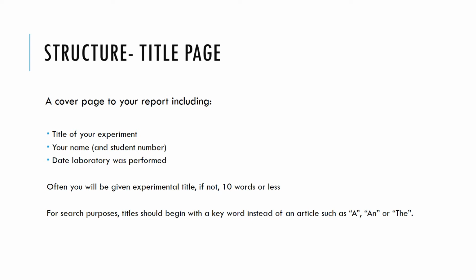And whether you're working in academia or in research, you want to make your report easy to find, so that when someone types it into a search engine, whether that be an internal one or if you're publishing work, Google Scholar or Science Direct, you want to ensure that your report starts with a keyword. So avoid the use of things like a, an, or the.